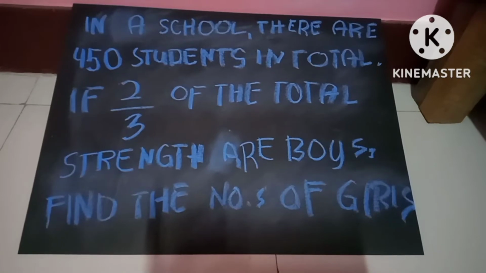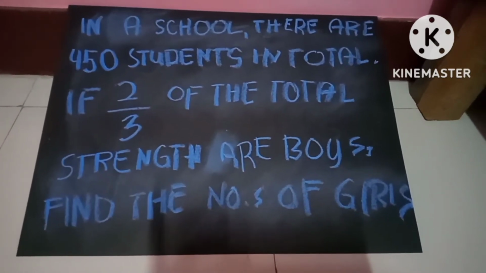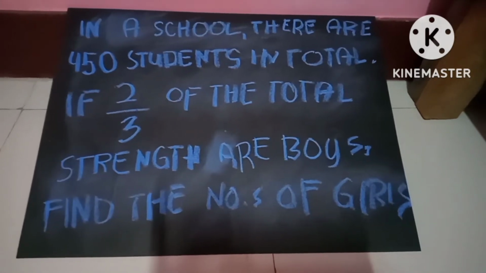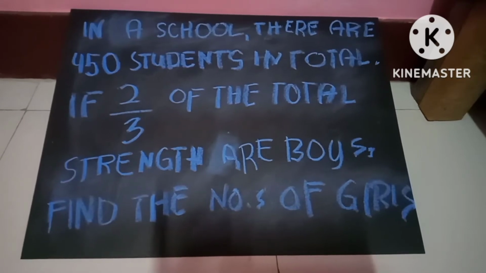To solve a problem, of course, you need to analyze it first. In a school, there are 450 students in total. If 2/3 of the total strength are boys, find the number of girls.